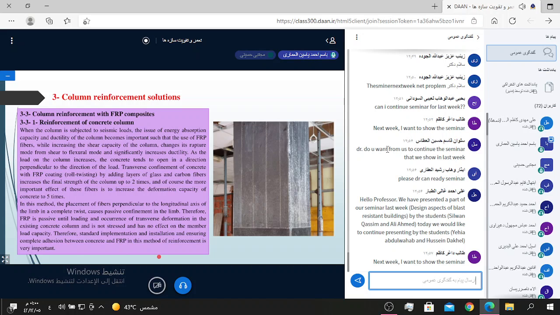Therefore, FRP is the basis of preventing transverse deformation in the concrete column, and is not placed on the member. Therefore, bonding and adhesion between concrete and FRP in this method of reinforcement is very important.